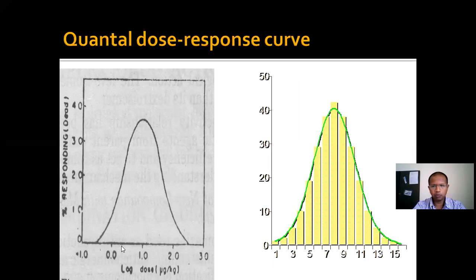For example, here the blocks we are seeing may be the different drugs which are giving the response. And these different drugs are giving the responses at different dosages. So here in the bell-shaped curve, we have the different blocks. All these different blocks are showing different drugs, and these drugs are showing responses at various dosages. For example, in the x-axis, we are showing the different dosages.